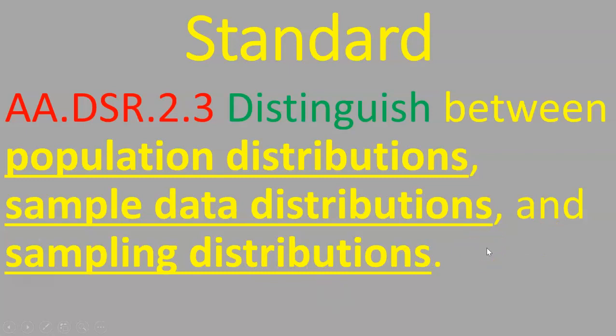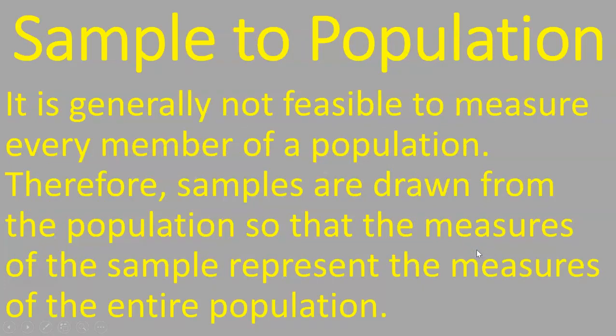Now the purpose of the idea of sample versus population is that it's generally not feasible to measure every member of the population. Now if we had just 3 people, it'd be easy. Or it could be bigger than 3 and still be fairly easy. But when you're trying to measure all the people in a company, and say you have thousands of employees, sometimes it's hard to gather every bit of information. If you're trying to find the heights of everybody in the United States of America, that's very, very hard to do. Therefore, samples are drawn from the population so that the measure of the sample represents the measures of the entire population.